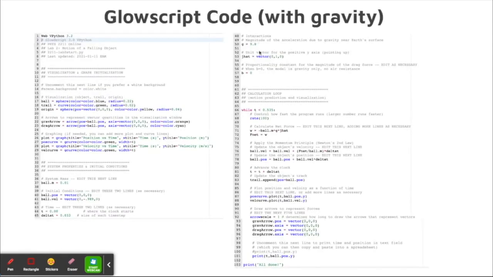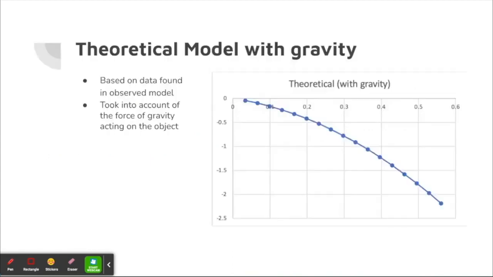This is the GlowScript code with gravity included. As you can see, gravity is equal to 9.8. This is the theoretical model with gravity included. This was the graph based on data found in the observed model, and it takes into account the force of gravity acting on the object.